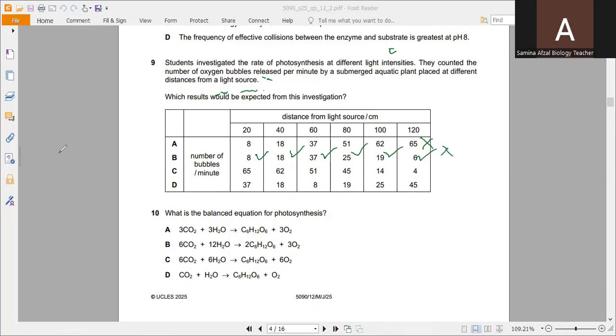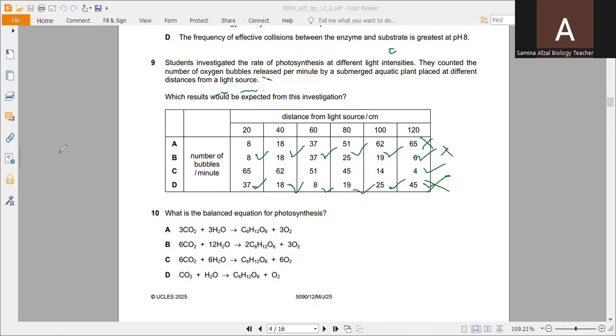Now you can see that as the distance is increasing, the number of bubbles is decreasing. At 20 they were 65 and then 62, 51, 45, 14, 4. So this can be the correct option. Next, you can again see the fluctuations: at 20, 37, 40 is decreasing, 8, then 8, then 19, 23, and 45. So again, this is not a correct option.